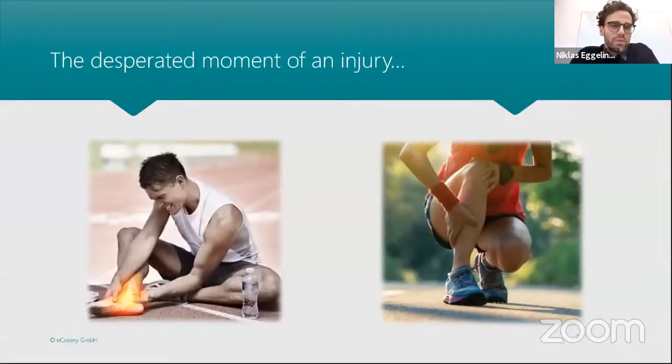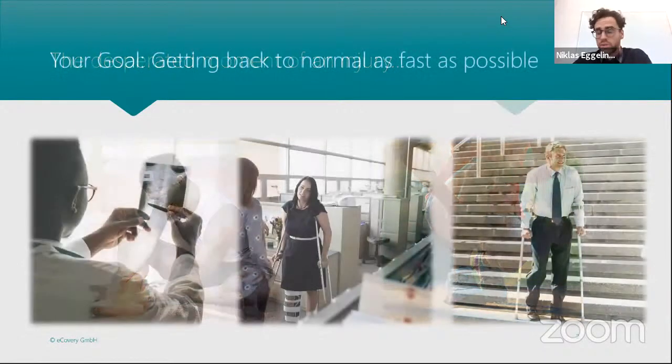So I want to share a story with you. Maybe some of you can relate to this very moment of pain when you notice a sharp pain in your bone, and you notice immediately that something went completely wrong, and you have injured yourself.